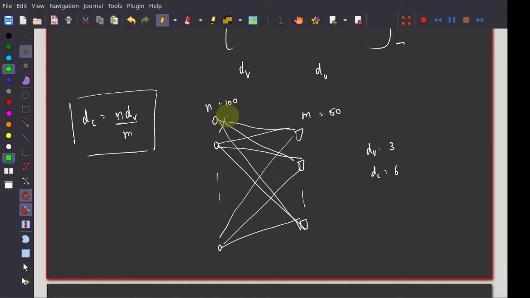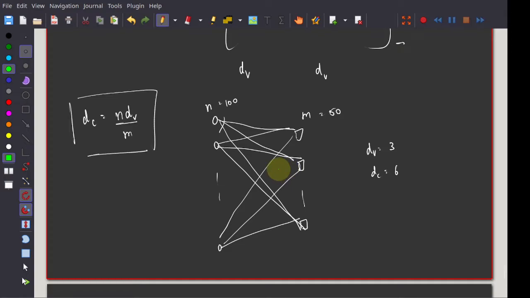This process ensures that the left degree is exactly equal to DV, but the right degree in general will be much larger than DC. So it will not be DC. There'll be some which have much smaller degree. Some of them will have much larger degree, and that is something that we absolutely want to avoid.